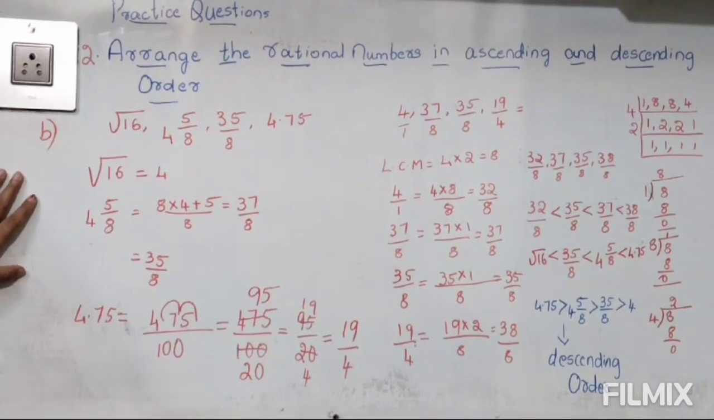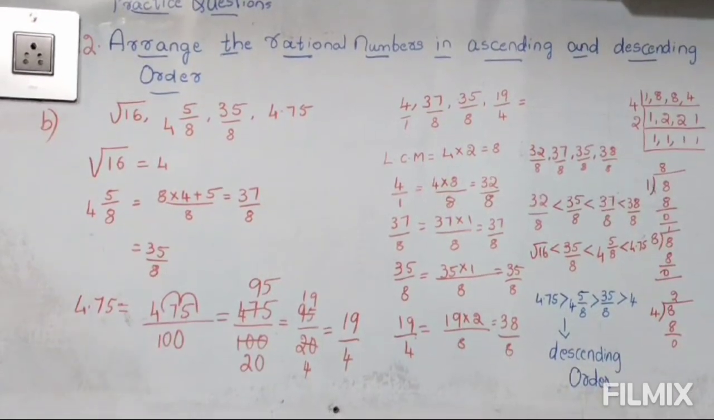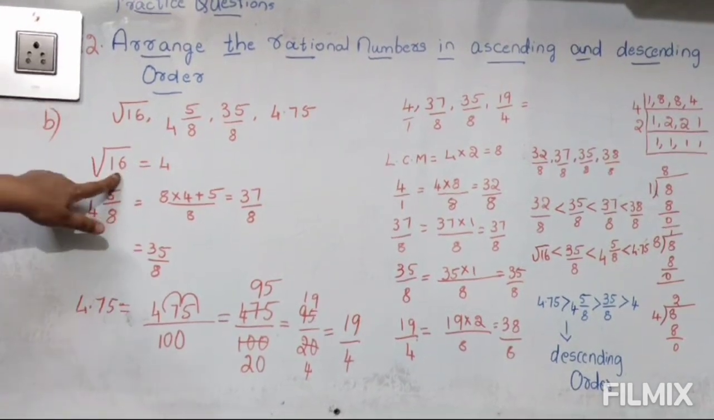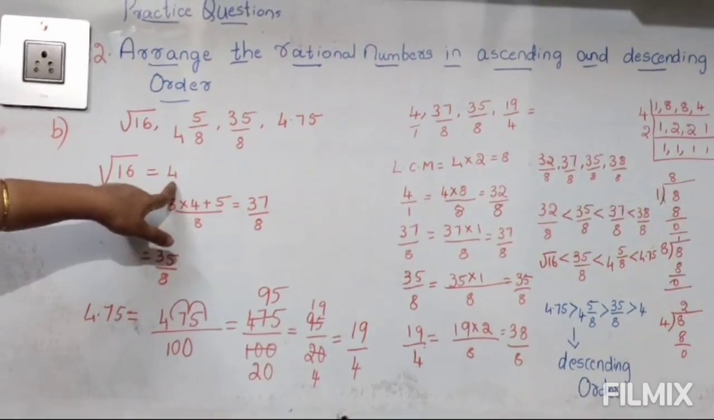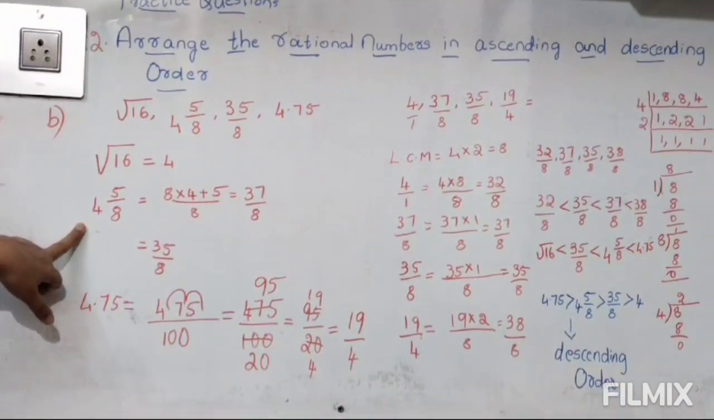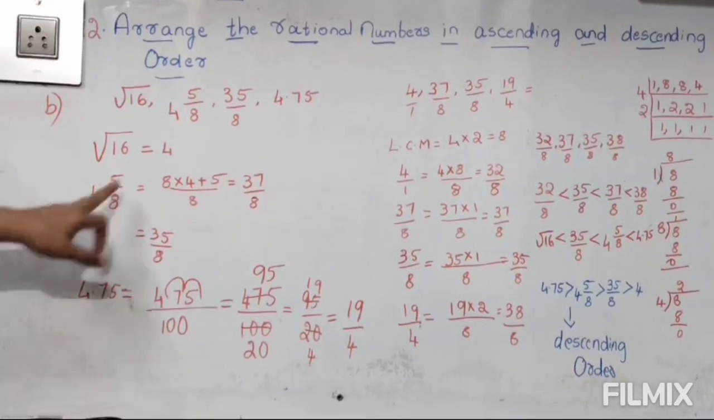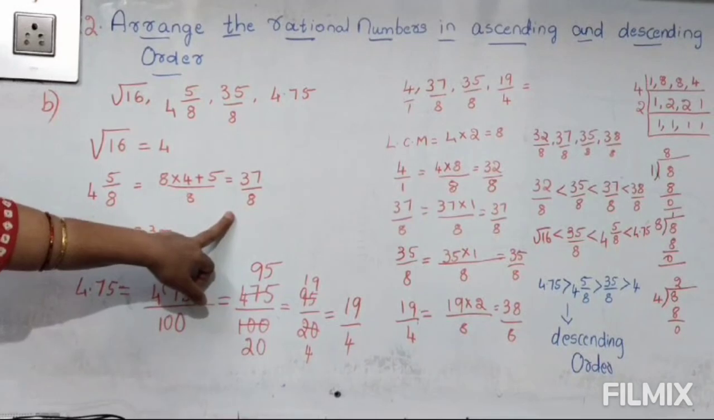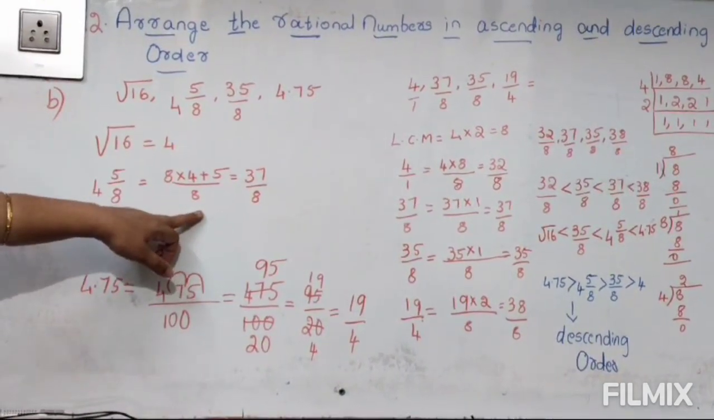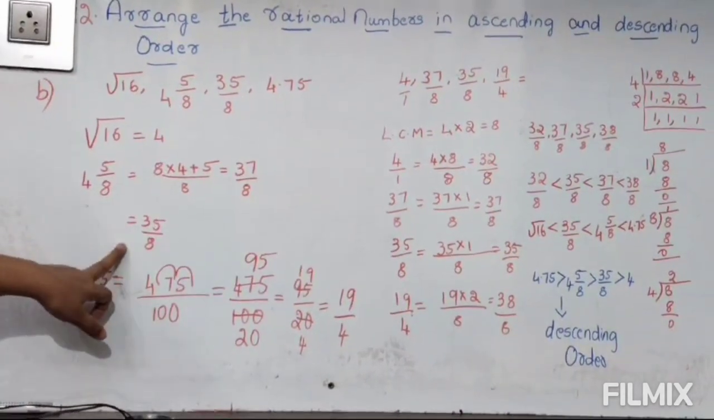Okay, you might ask me, if the sum is given like this, how will you convert? For this, you need to apply your brain. That is root 16. What is root 16? Which is equal to 4, isn't it? So 4, once again 4 5 by 8 can be converted into improper fraction. 37 by 8 you will get. I am not explaining everything to you. You know this. I have explained already, isn't it? So 37 by 8, 35 by 8.